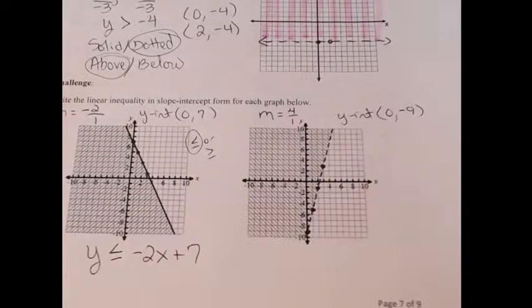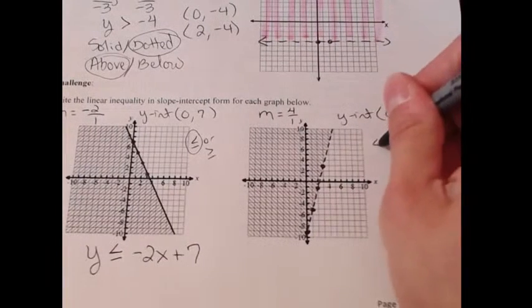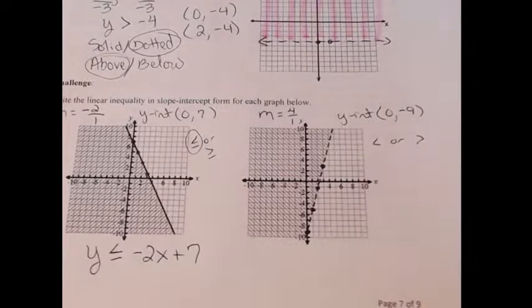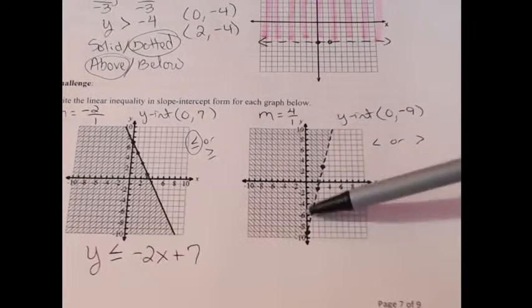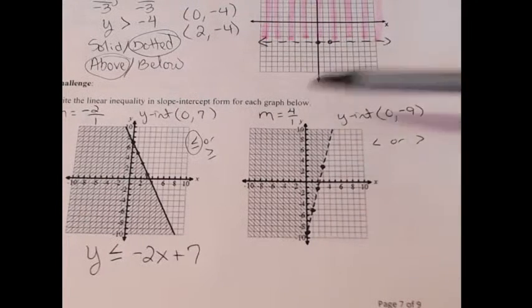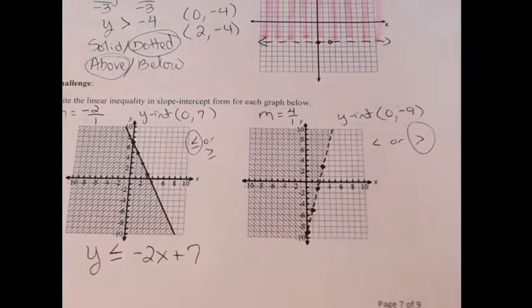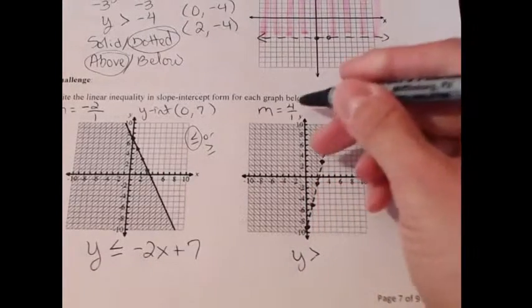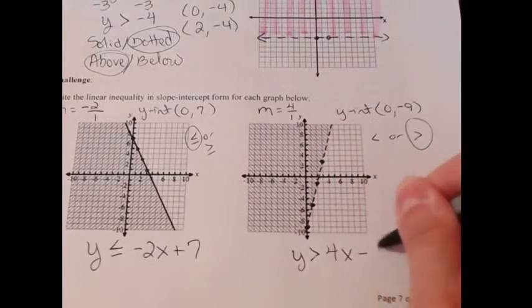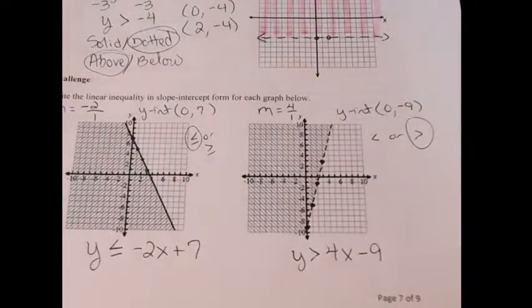Now, because my line is dotted, it's either going to be less than or greater than. So now I have to notice that I've shaded above the line, right? Because all of these y values are above this line. So that means I want to pick greater than. My linear inequality will be y is greater than 4x minus 9. And now we're done.